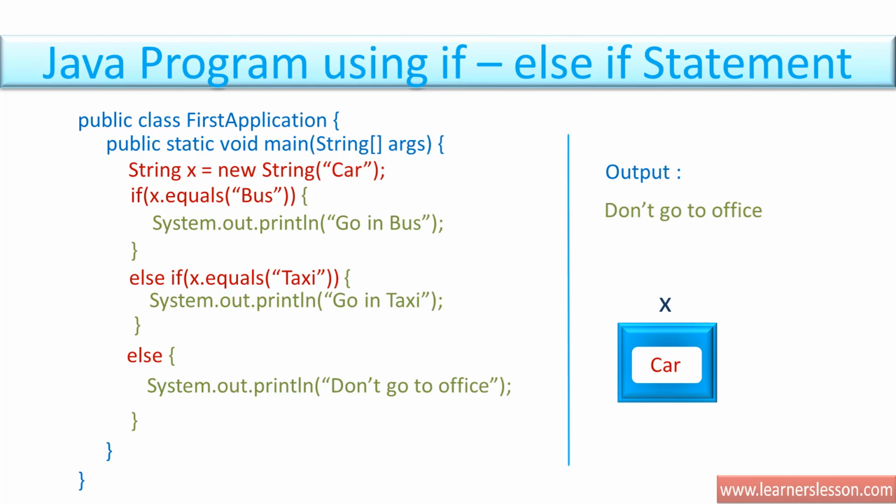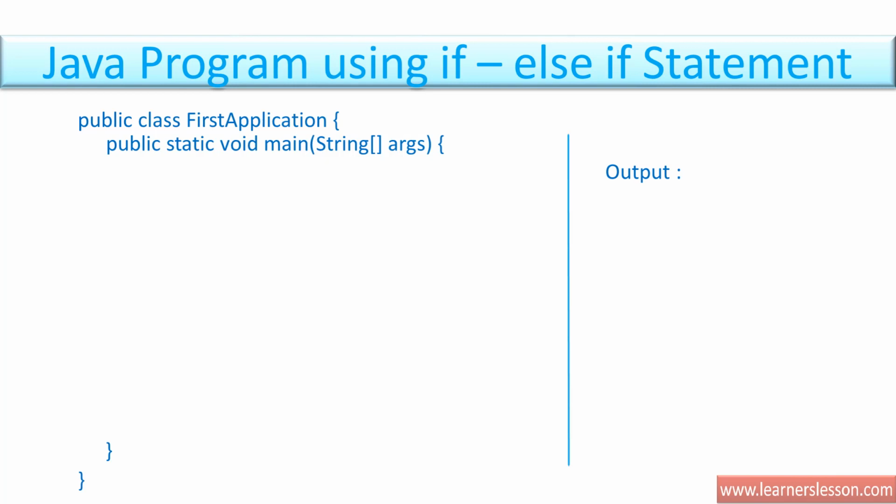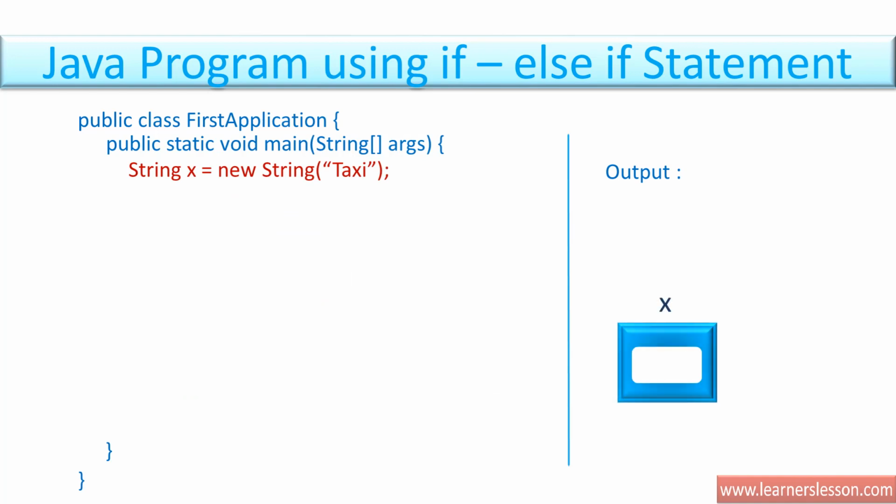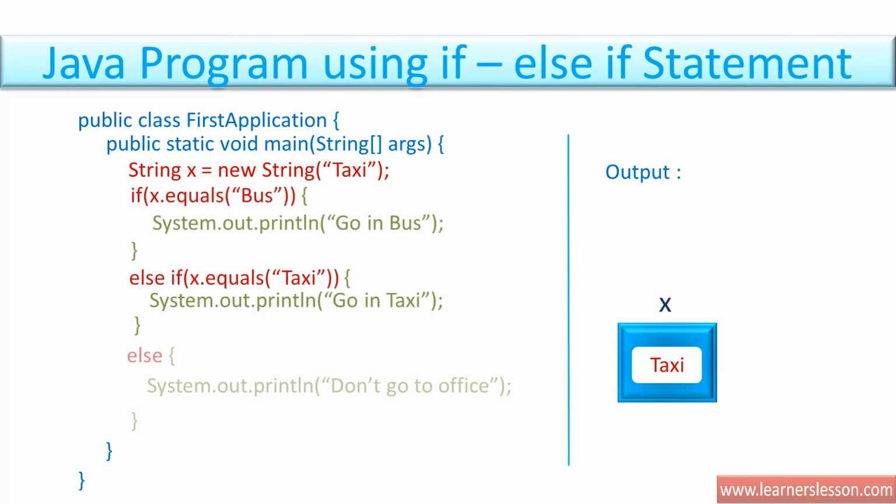So he doesn't go to the office. So let us see the other condition as well. Right now your friend sees a taxi coming in. So what happens is, he creates a variable called x and he initializes it with taxi, and also he writes all the condition. Then he comes to the first line, which is if x dot equals bus or not.